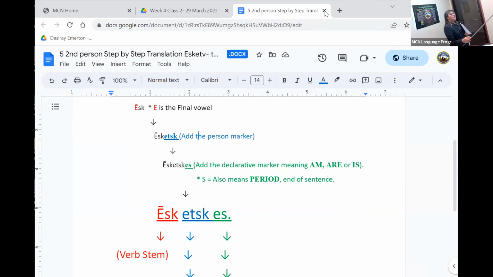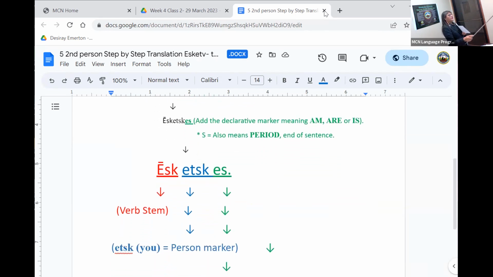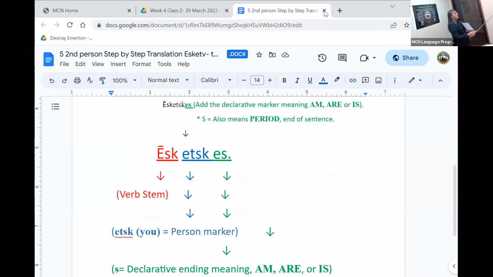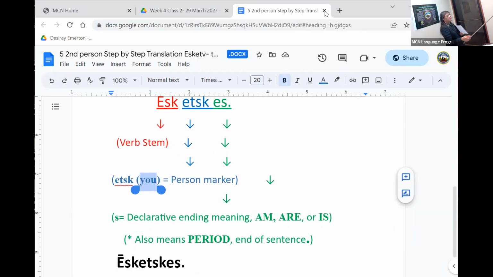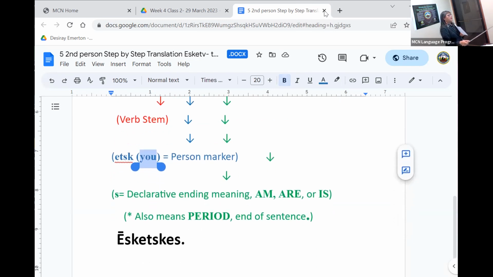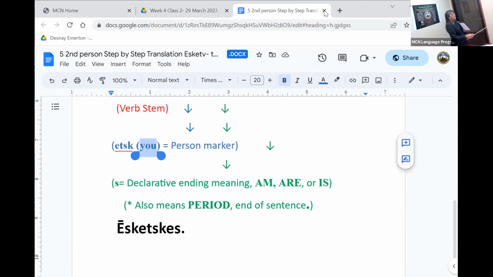Add the declarative marker, meaning am, are, is. It also means a period at the end of the sentence. You've got the verb stem right here in red. It shows you the person marker, and it shows the declarative ending, am, are, is, and the period. Okay, this is hard. Once you start getting longer and longer, you kind of have to break it down.